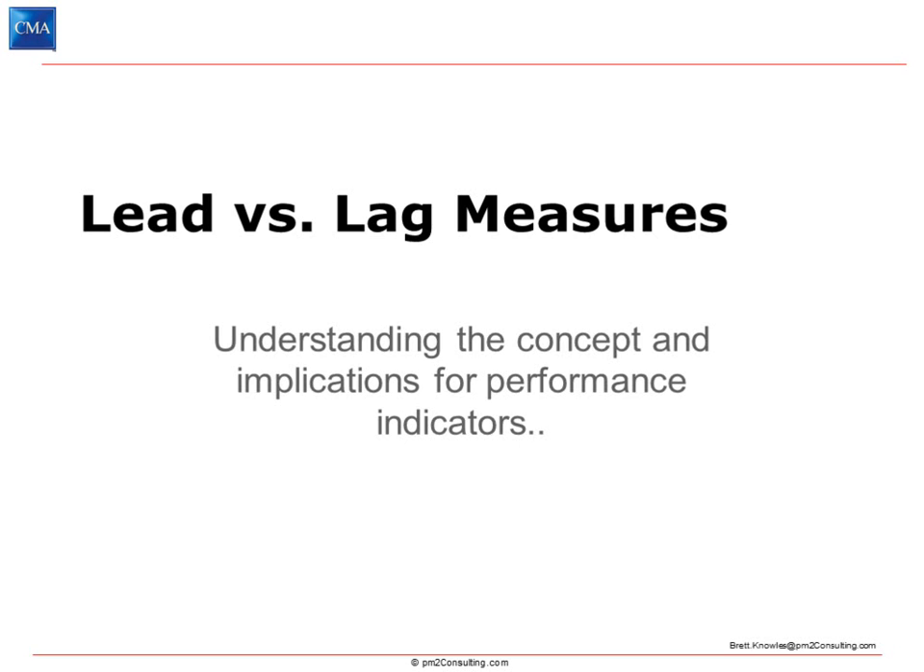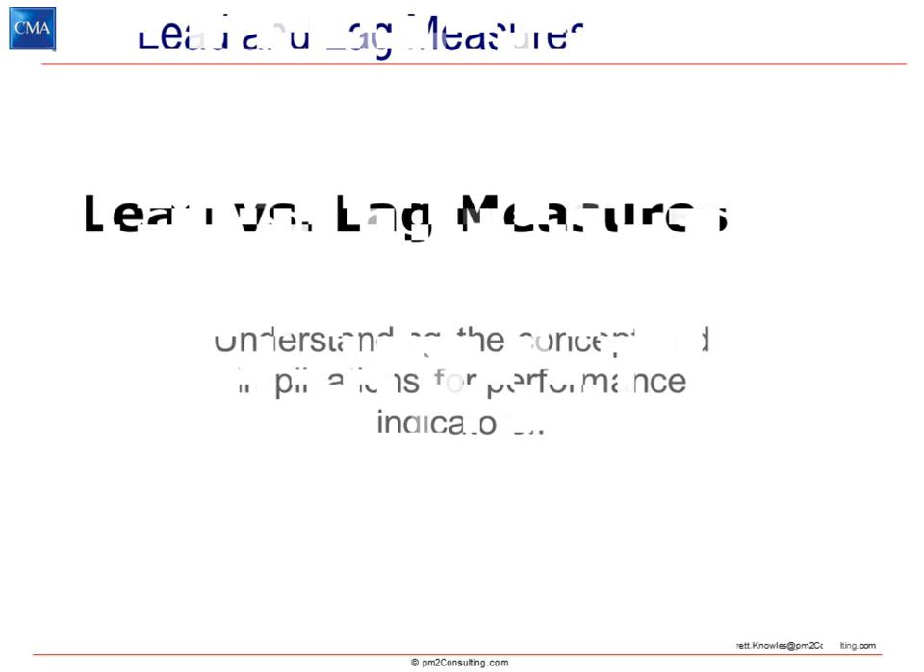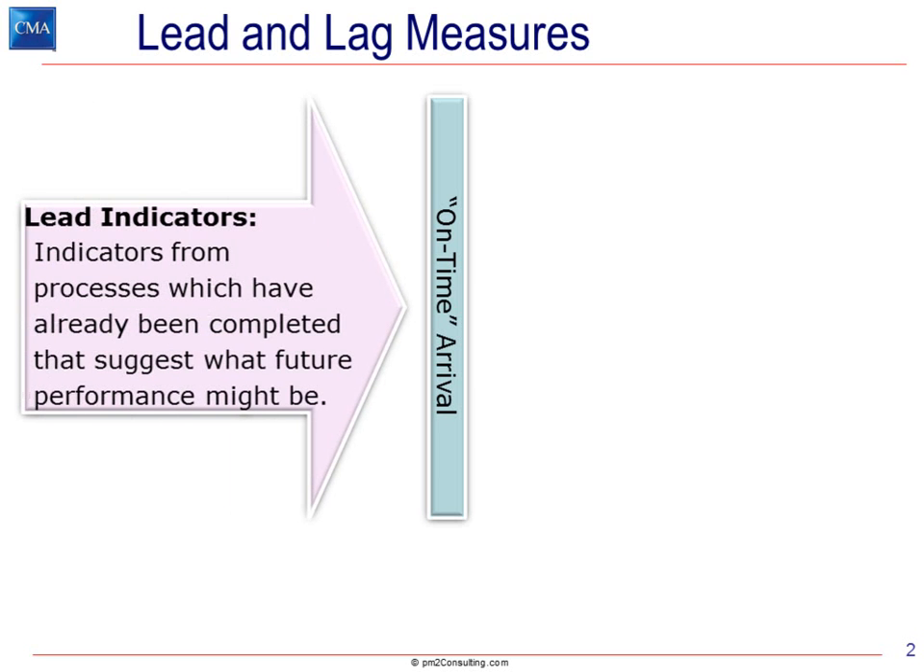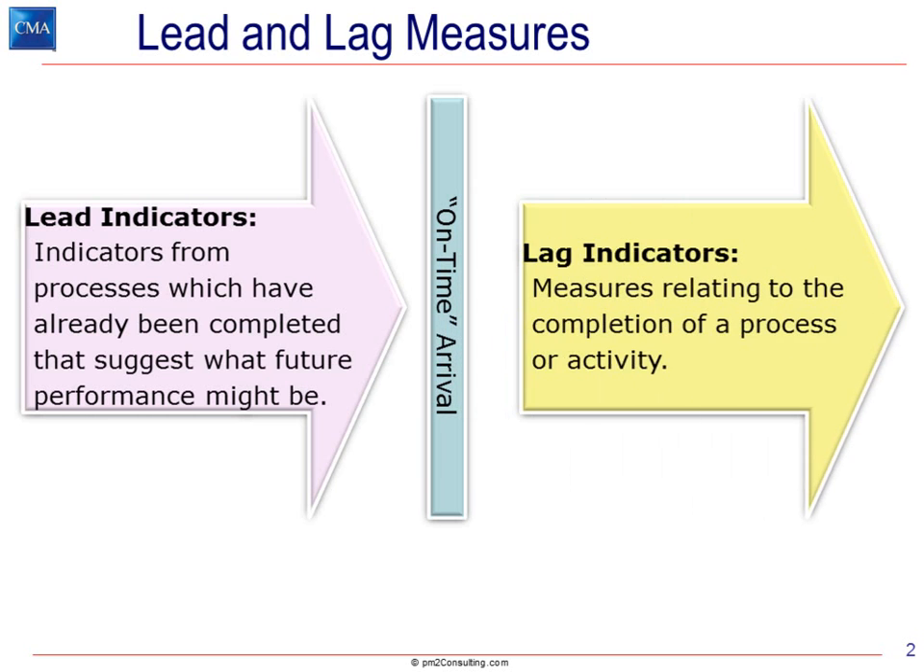The essence of this story is that depending on the strategic objective, there are selections of lead and lag measures you can use, and it really depends on the decisions that you're trying to make, what to choose. I'll give you an example. For any particular process, let's say on-time arrival at work, there's a bunch of leading indicators, indicators which come from the processes which have already been completed that would imply whether you're going to arrive to work on time or not. Then there's a bunch of lag indicators, indicators which happen after you've arrived on time and relate to the completion of that activity.